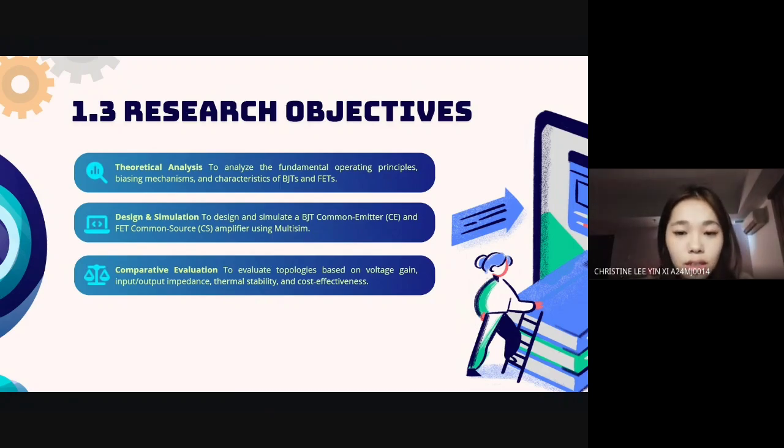Next. To guide our study, we have established three core research objectives. The first one is theoretical analysis, to deep dive into the fundamental operating principles, biasing mechanisms, and specific characteristics of both BJTs and FETs. Second, design and simulation, where we will design and simulate a BJT common emitter and FET common source amplifier using Multisim software. And finally, a comparative evaluation to directly judge these topologies based on critical metrics like voltage gain, input and output impedance, thermal stability, and overall cost effectiveness.